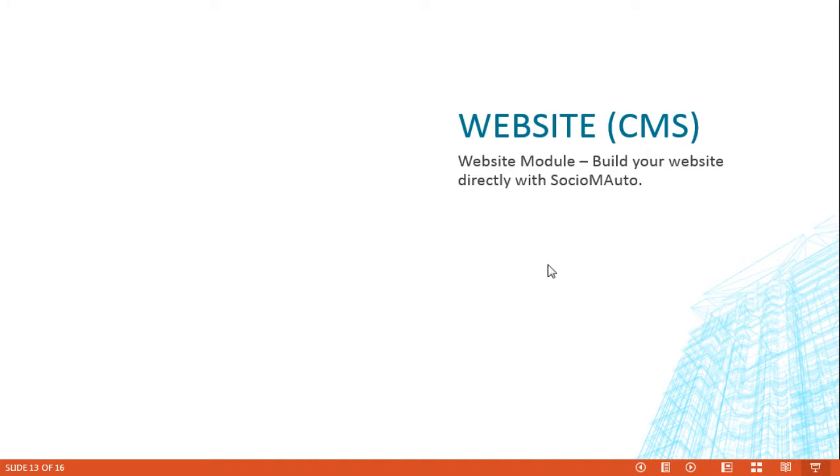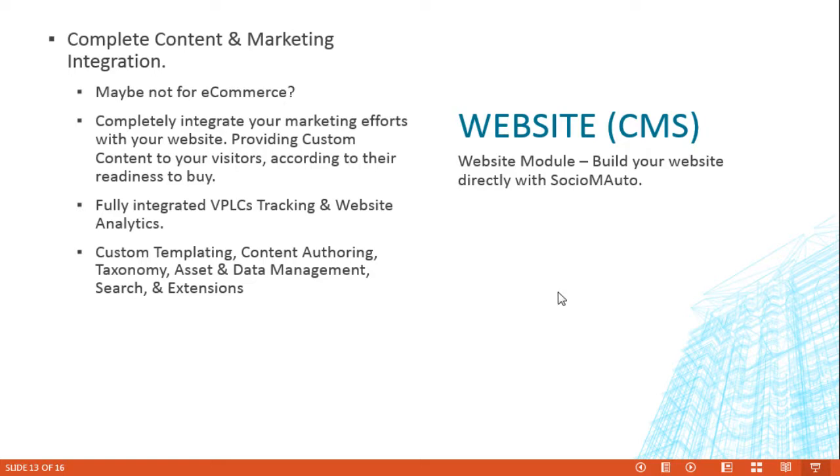In the future too, why not have this system, SocioMAuto, actually publish your entire website? It has all of this automation built into it. It's just sort of logical that this thing could produce websites as well, utilizing all of the templating, the dynamic content, scheduling, everything that it can do there. It's not that far of a stretch to add a website module. Maybe not for e-commerce. E-commerce is a whole big thing in itself. We might as well just integrate with Marketo and be done with it.